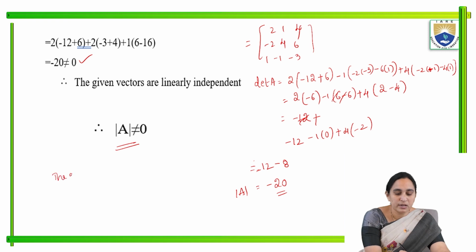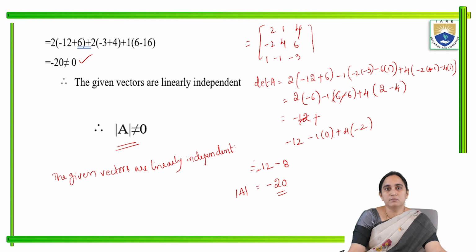Therefore, the given vectors are linearly independent. This is the concept of linearly independent and dependent.